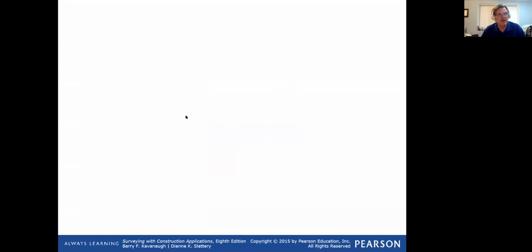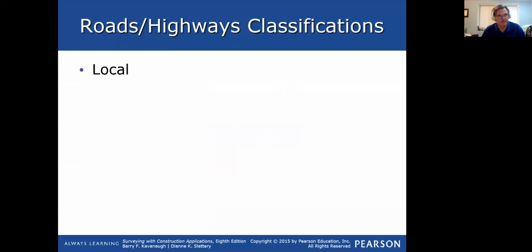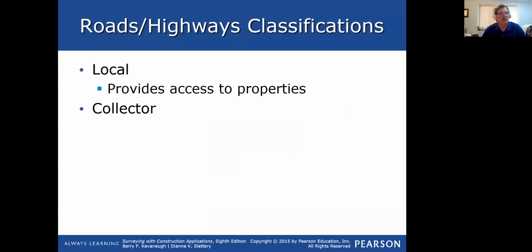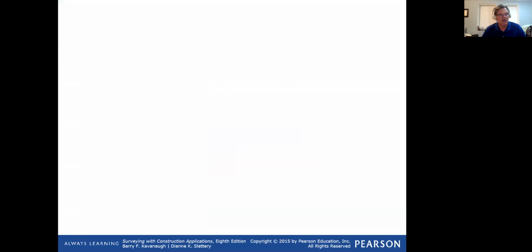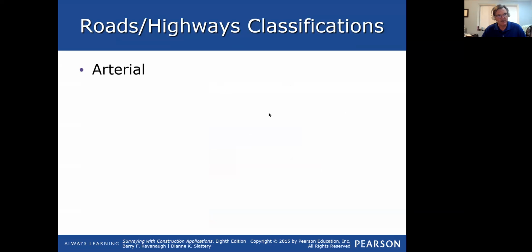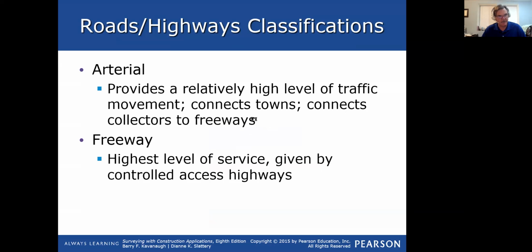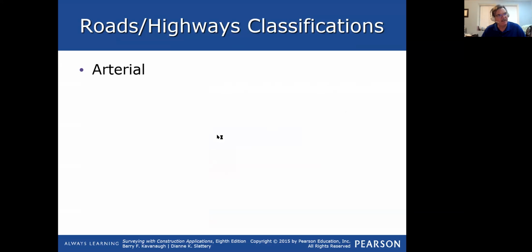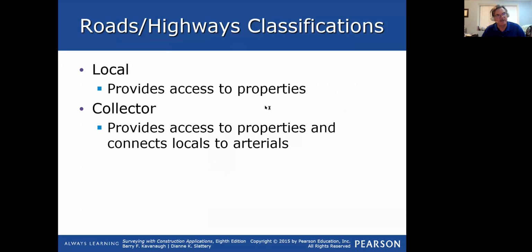So, highway construction surveys. There's a variety of different types of roads: local roads, collector roads, and then you'll see here arterial roads and a freeway. Each one of these is a level of service. A local road is going to be through your neighborhood, maybe getting to and from your neighborhood.